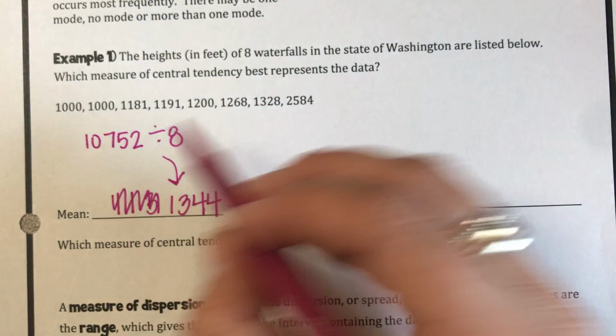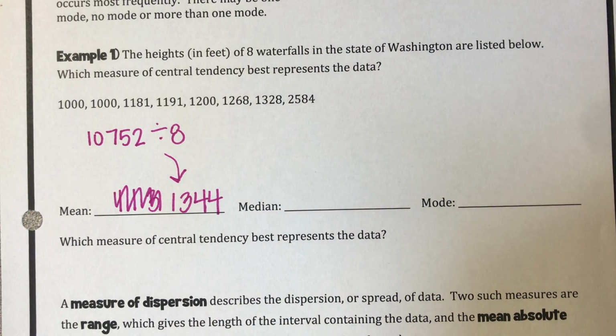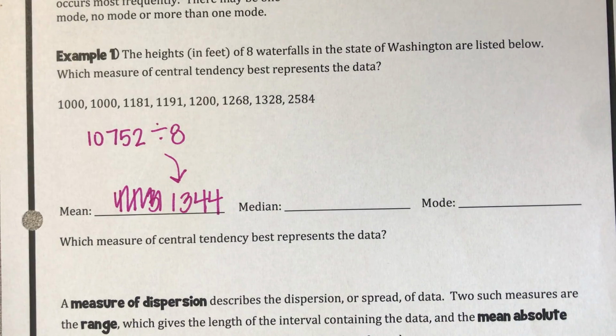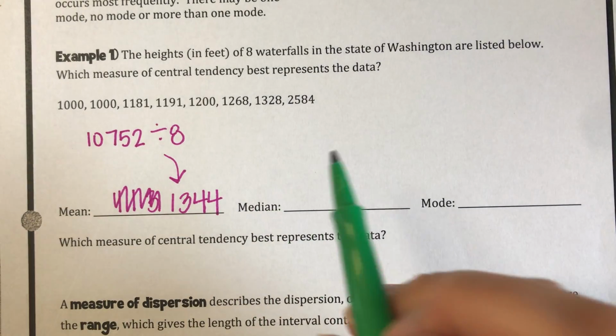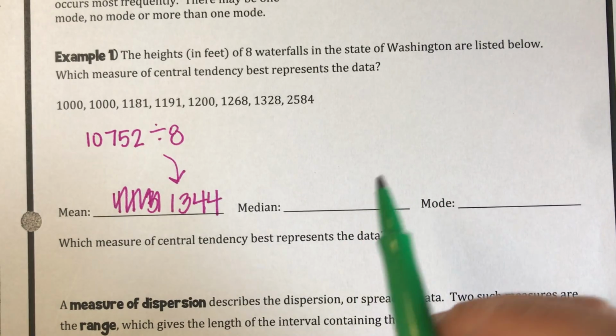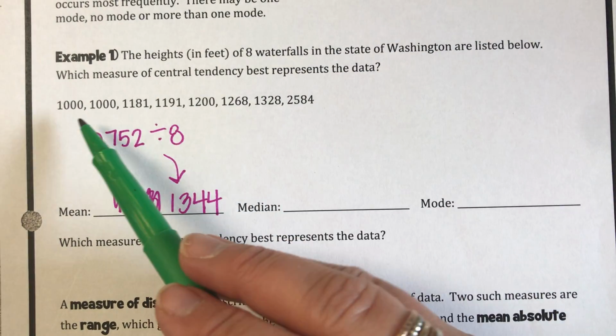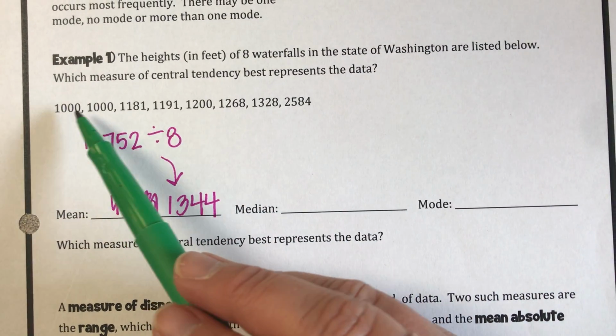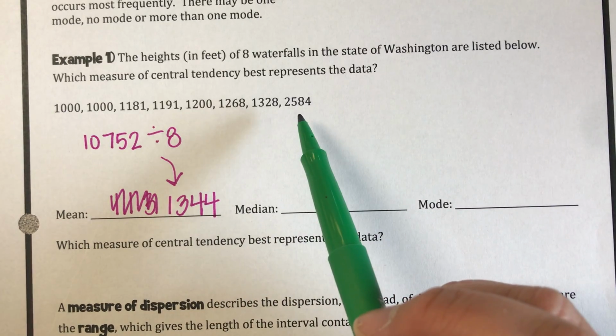Okay, we added them up, 10,752 divided by 8, and got 1,344. Okay, the next thing we're going to find is the median. That is the middle number. Okay, so what it was talking about earlier up here, we have 8 numbers in our data set. Okay, let's check to make sure they're in order, which they are.